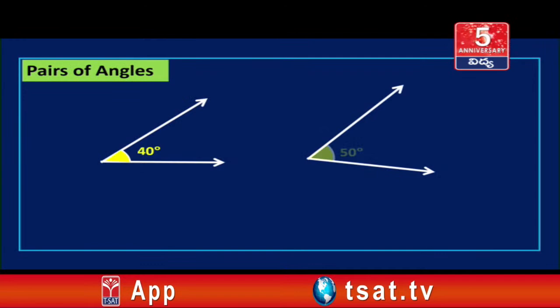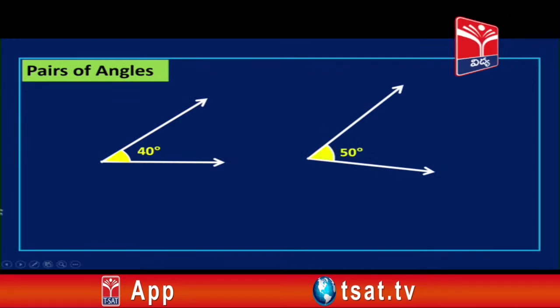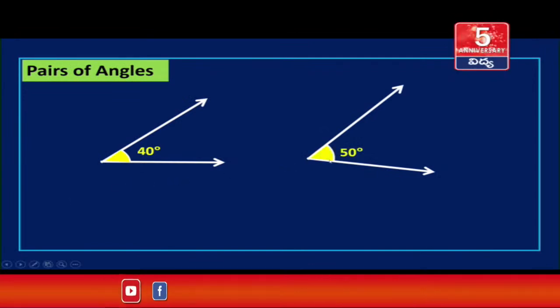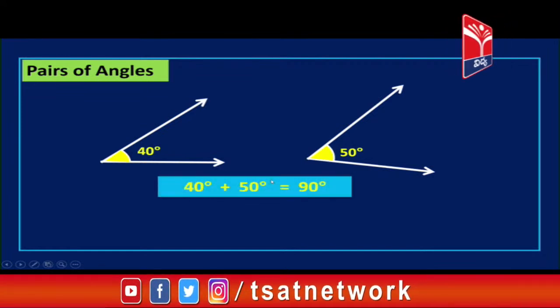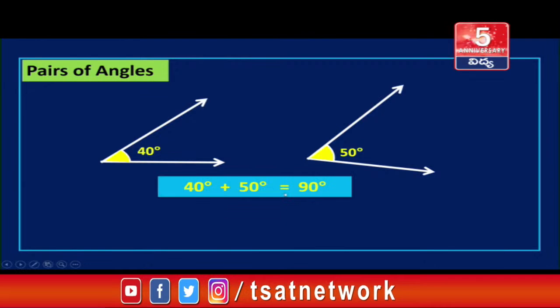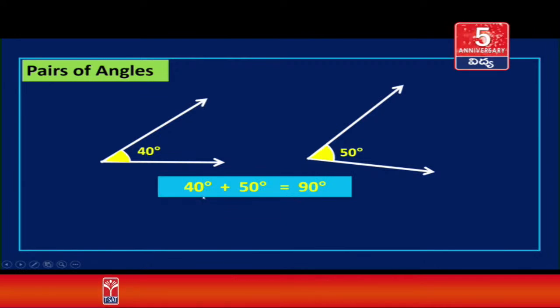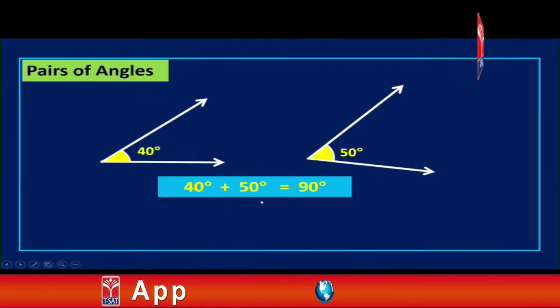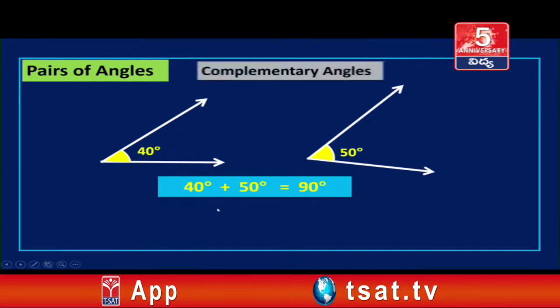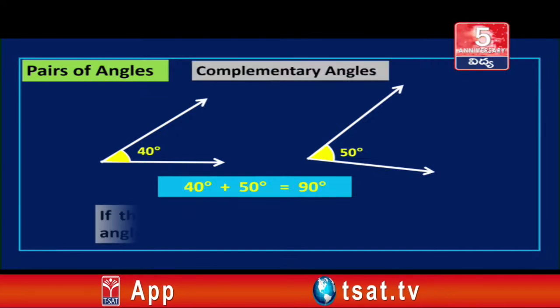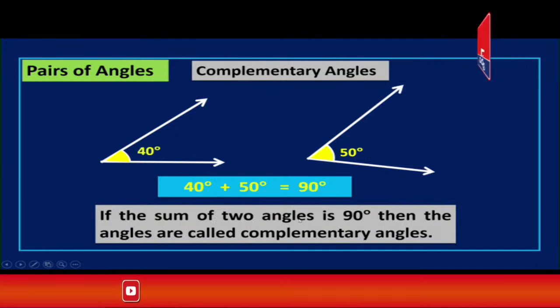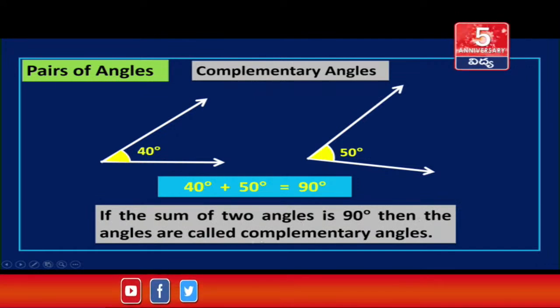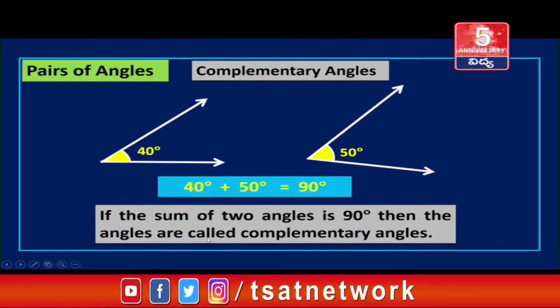In this, first angle is 40 degrees, second angle is 50 degrees. We can add this 40 degrees, 50 degrees is equal to 90 degrees. You get the answer 90 degrees, that is called complementary angles. If the sum of two angles is 90 degrees, then the angles are called complementary angles.